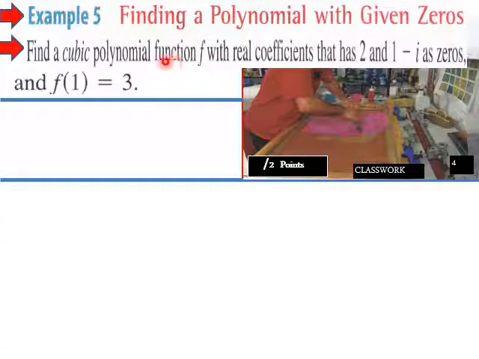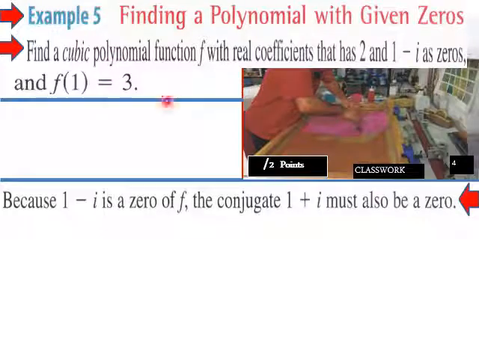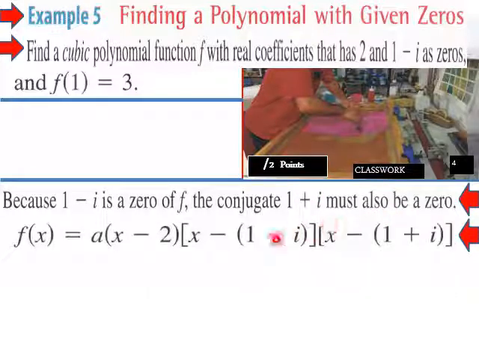Finding a polynomial with given zeros. So we have 2 and 1 minus i as zeros, and f of 1 equals 3. So in this situation, because 1 minus i is a zero of f, the conjugate must be 1 plus i. We have 1 minus i, so 1 plus i must also be a zero. And we have 2 here as a zero as well. So a times (x minus 2), then (x minus 1 minus i), then (x minus 1 plus i). These will produce a zero.